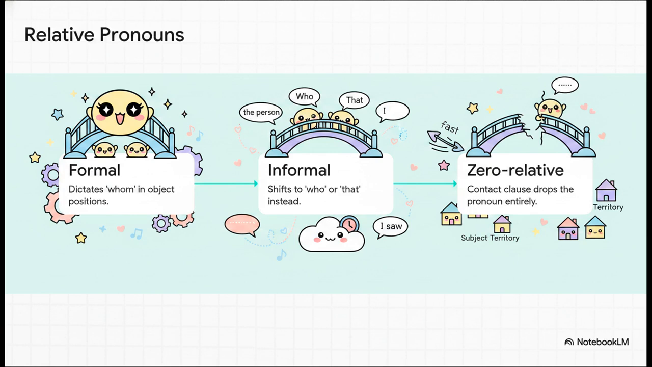But as we know, English is constantly evolving. In step 2, informal everyday style shifts away from whom and heavily favors who or that, like the person who I saw. Finally, in step 3, we have the highly efficient zero relative or contact clause, where the pronoun is just dropped entirely, the person I saw. This shift usually happens because of what we call subject territory, which is the strong psychological tendency in English to use subject pronouns whenever they sit right before a verb.